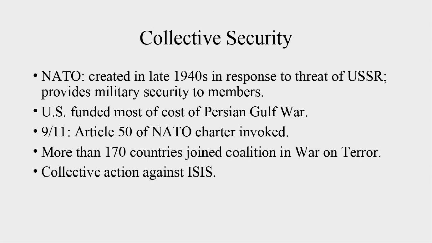And Article 5 can be invoked as necessary. Article 5 says an attack on one member is an attack on all members. So after 9/11, they invoked the NATO Charter. They said the attack on the United States was an attack on democracy, was an attack on peace, and so they very quickly condemned the attack, and over 170 countries joined the coalition in the war on terror. The United Nations very quickly condemned the attack and basically said the United States can do whatever it needs to do to go after those responsible.